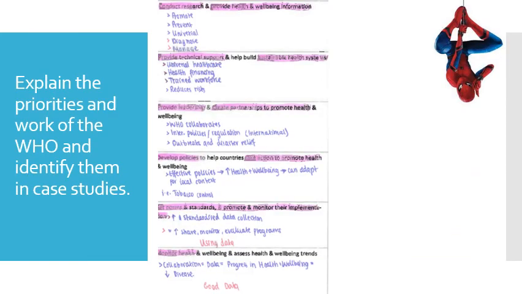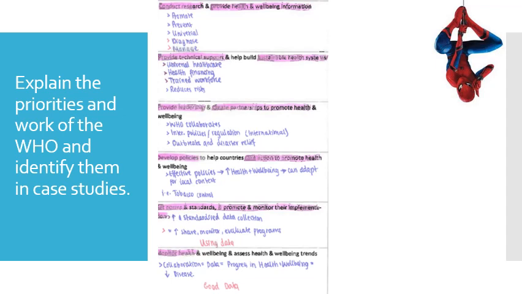Okay, so the next thing is to explain the priorities of and the work components of the World Health Organization, and also you need to be able to identify them in case studies. Actually, that's kind of like the main thing they do, is they give you a case study and they're like, which one of these 18 things can you see in the case study? And they can ask you also to explain them too.